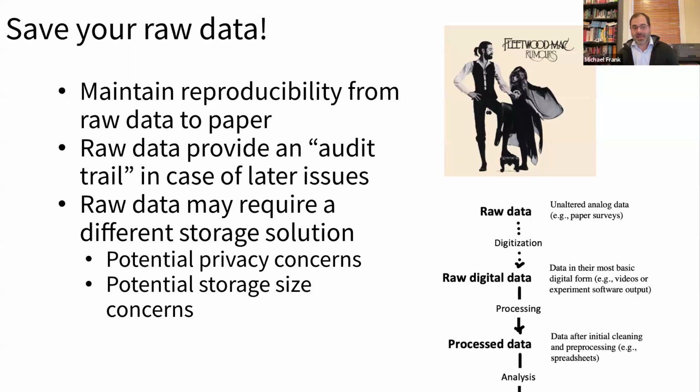But raw data may require a different storage solution than the rest of your project. So sometimes raw data do not live in the project folder, project directory, and get shared in exactly the same cloud platform. There are two big reasons that come up for this. The first is privacy concerns. So if you're sharing all your research products openly through Open Science Framework or through GitHub, you can't do that for potentially identifying information like participants' dates of birth or their verbal responses, or of course, things like their name. So you may have to store those elsewhere.